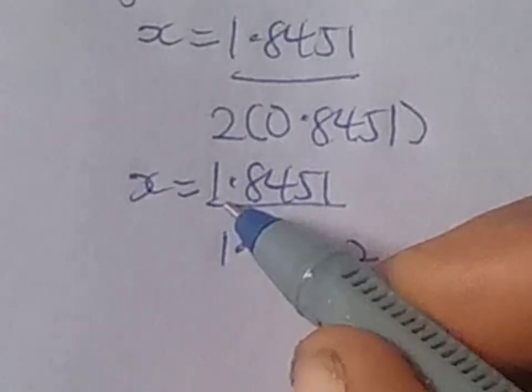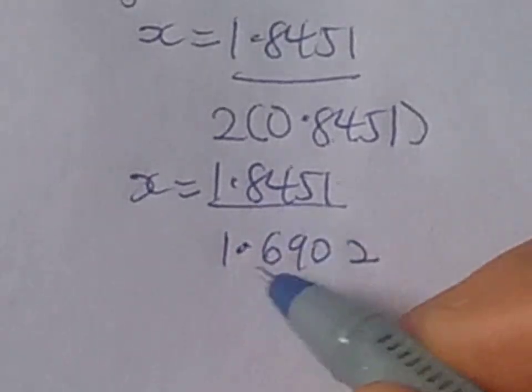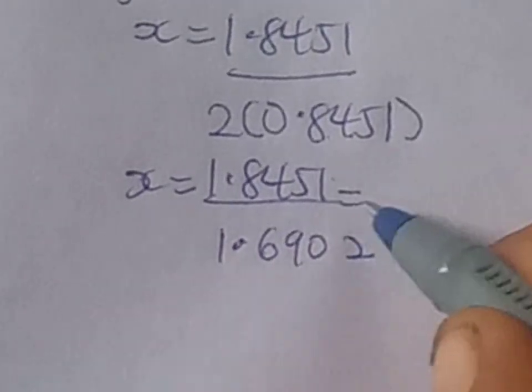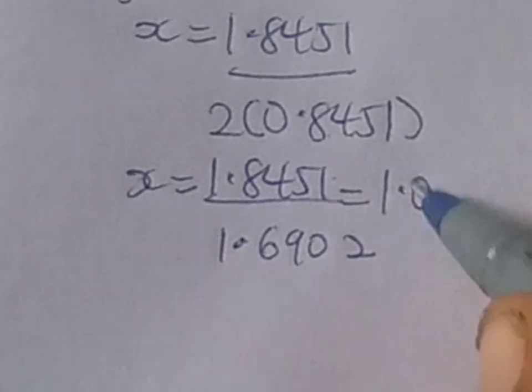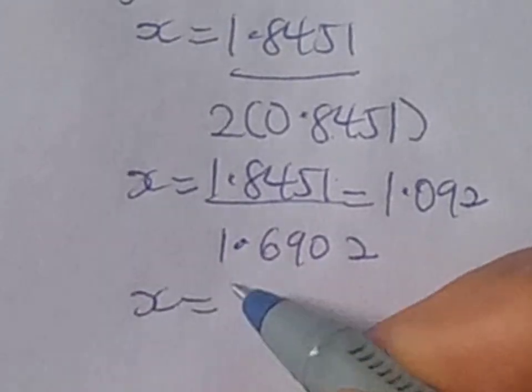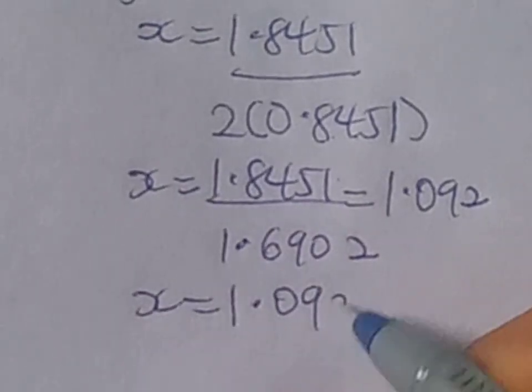1.6902. So 1.8451 divided by 1.6902 will give us 1.092. Therefore, our x equals 1.092.